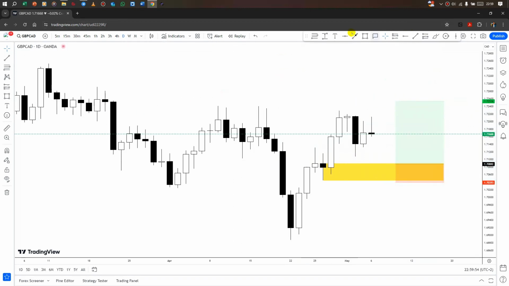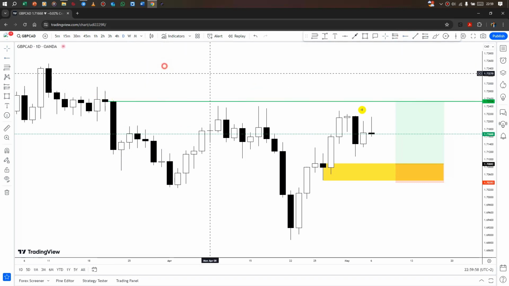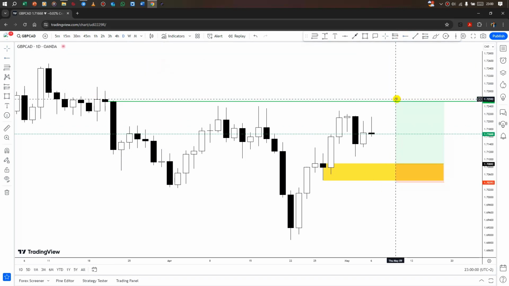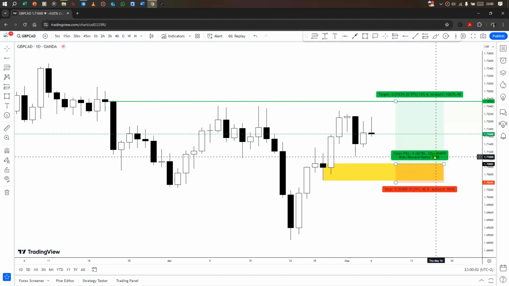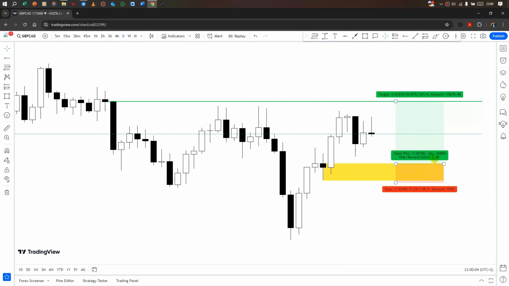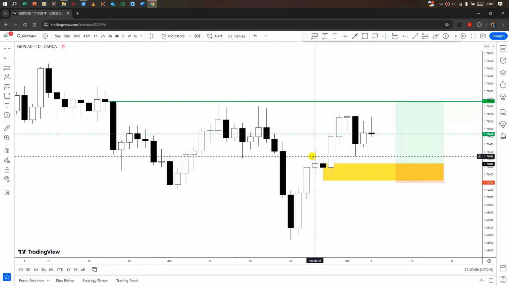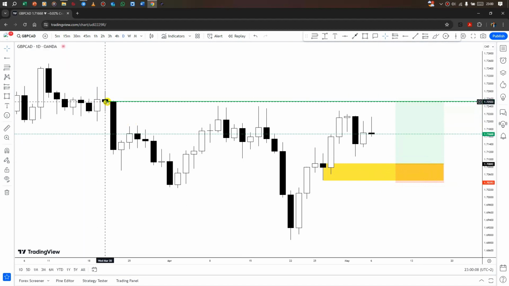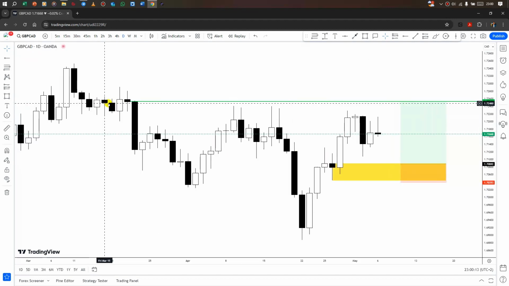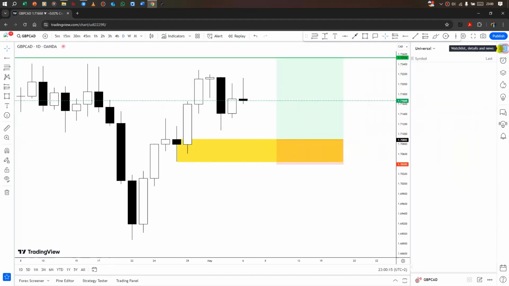So you can see that here we can use this fresh daily supply zone here as our target area. As you can see, our minimum risk reward ratio is 1:3, approximately 1:4 risk reward ratio. Okay, so this will be our target here, which is this opposing daily supply zone here. So that's it on GBPCAD, guys.